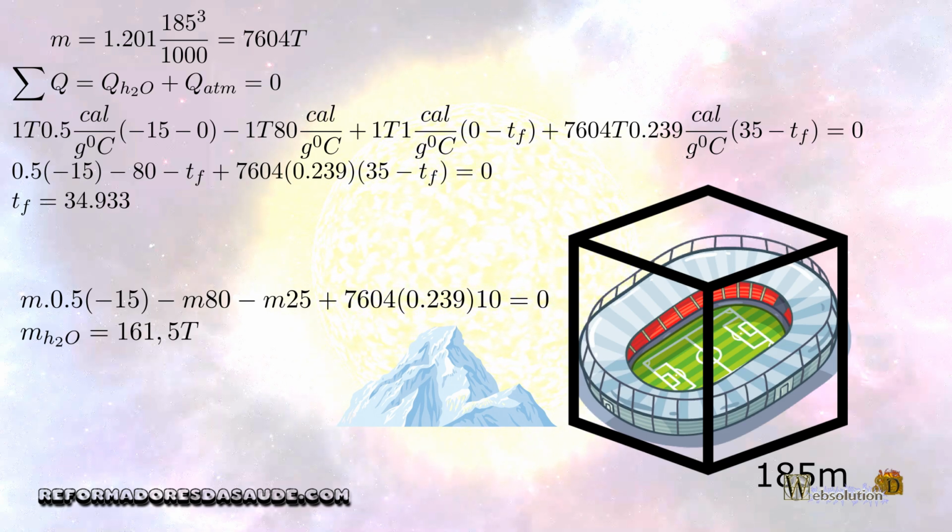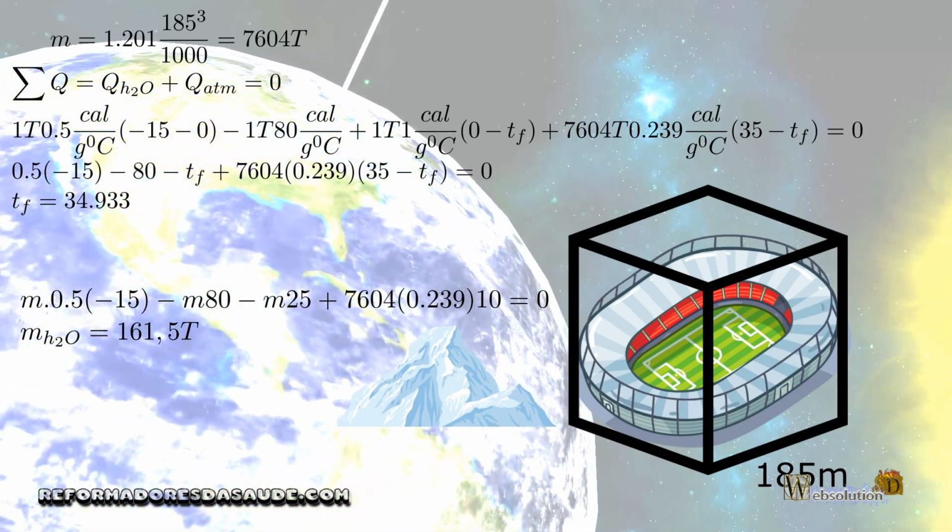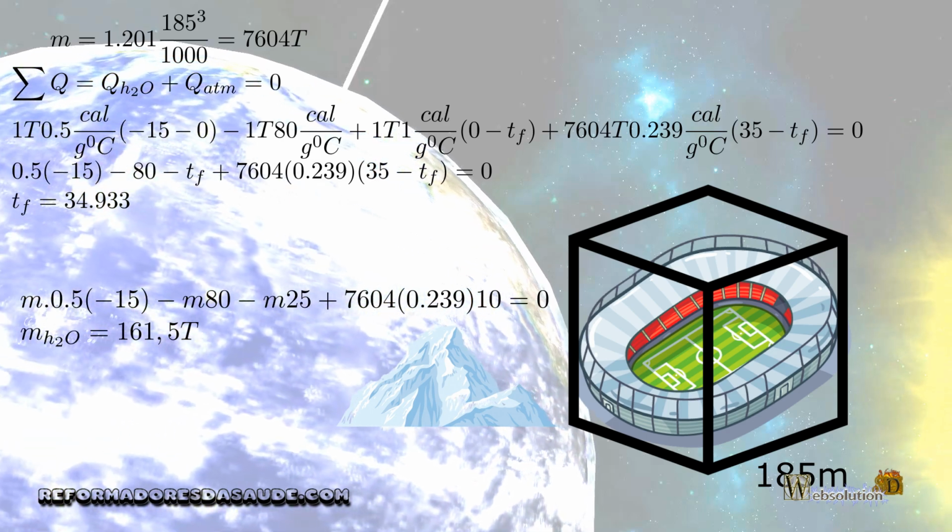Let's assume that a football stadium is 185 meters wide and 185 meters deep. So let's have a 185 meter cube around the field. The density of air is 1.201 kilograms per cubic meter. So the volume of this cube is 185 cubed cubic meters. Thus, this cube weighs about 7,600 tons. The specific heat of air at constant pressure is 0.239 calories per gram per degree Celsius.